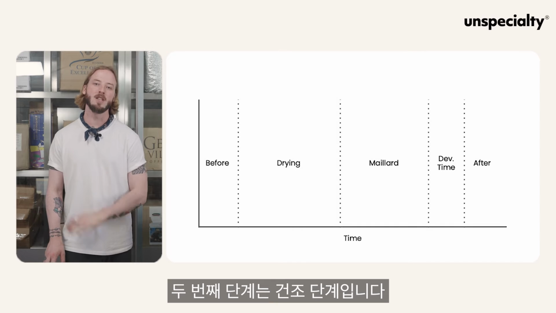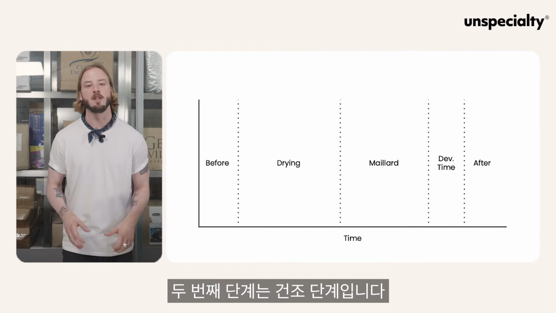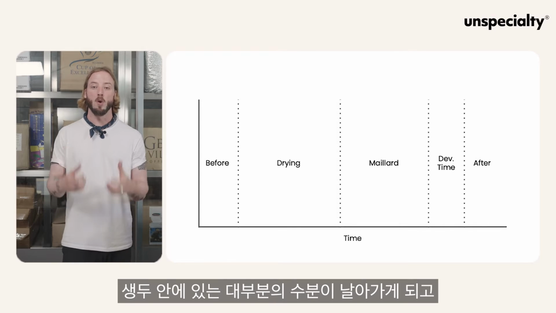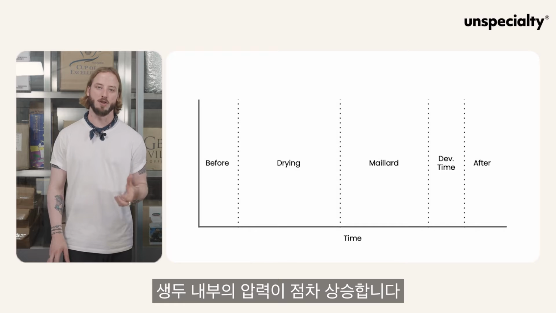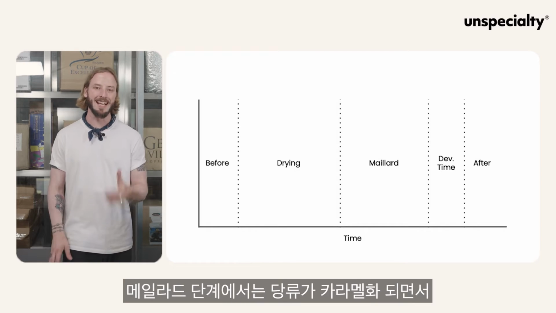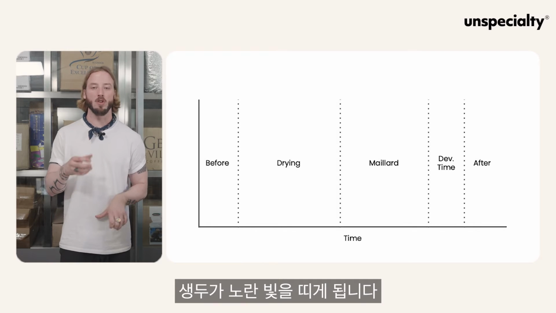The second phase we're going into is what we describe as the drying phase. The drying phase is mainly when we have the majority of the water going out of the coffee and we're building up pressure. That will lead into what we call the Maillard phase. This is the yellowing of the coffee, which happens because of the sugar starting to caramelize.